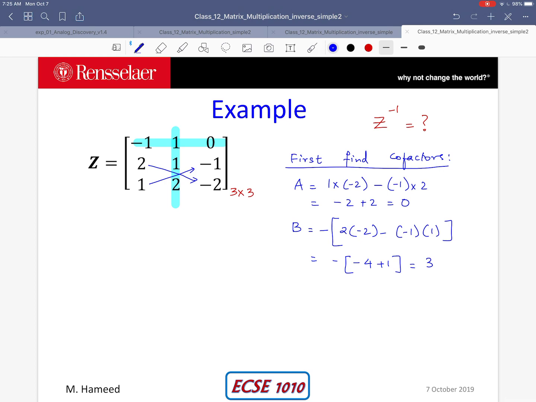Let me try to find C here. So C is going to be positive 4 minus 1, so that should give me 3 for C. D, which is for that element, is negative, hide, and then negative 2 minus 0, so that should be 2.